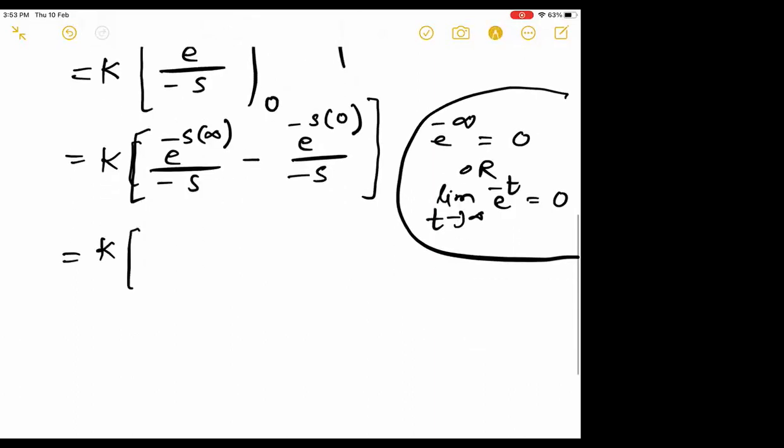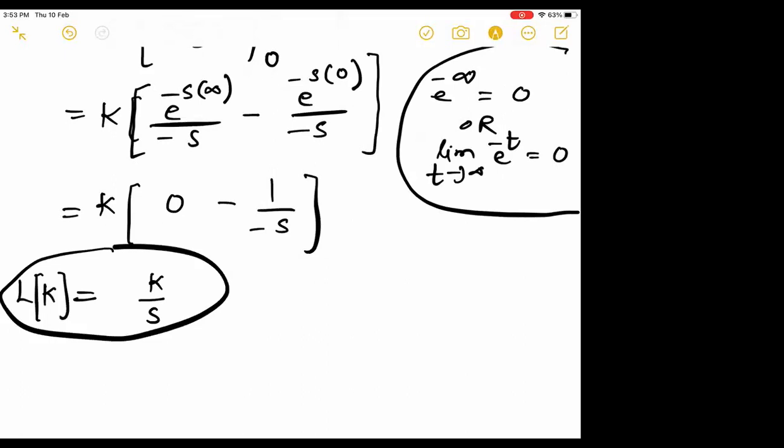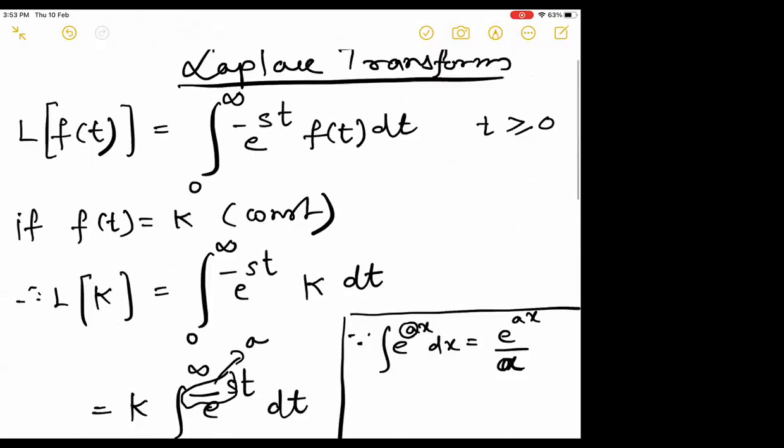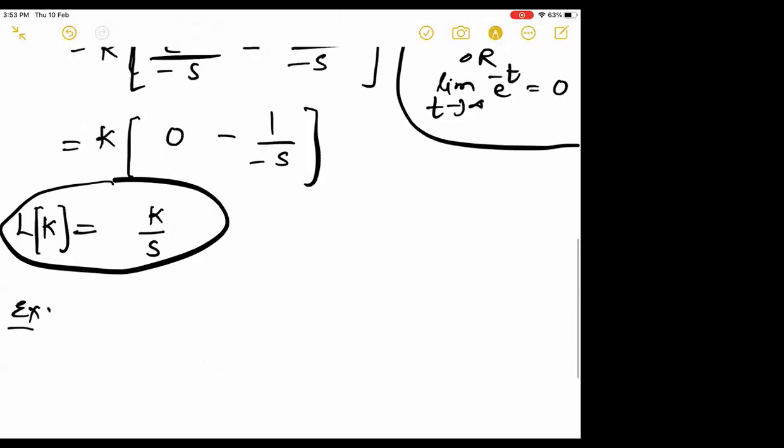So k will be here outside as it is. First term 0 minus e raised to 0 is 1 upon minus s. So your answer comes out as k upon s. Followed? So Laplace transform of k is k upon s. That you can remember as a formula. How the formula is coming? That is because of the definition, e raised to minus st into f of t. For example, suppose if I want Laplace transform of half, what is the answer? What do you write the answer directly?